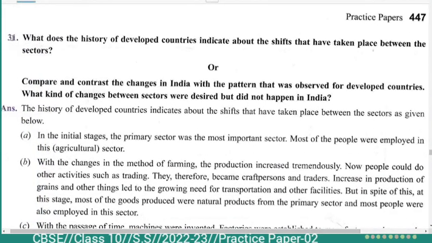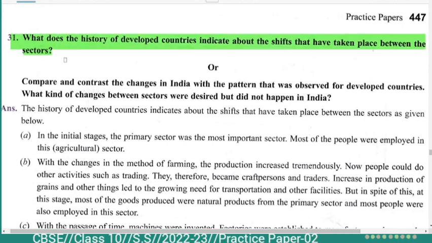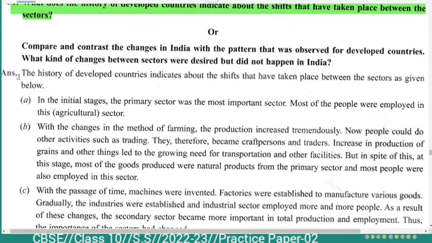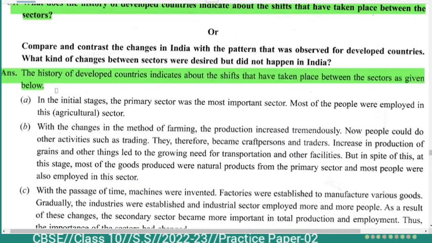Question number 31. What does the history of developed countries indicate about the shifts that have taken place between the sectors? Answer. The history of developed countries indicates the shifts that have taken place between the sectors as given below. In the initial stages, the primary sector was the most important sector. Most of the people were employed in this, that means the agricultural sector.